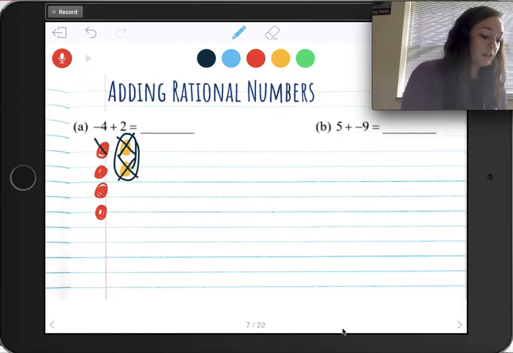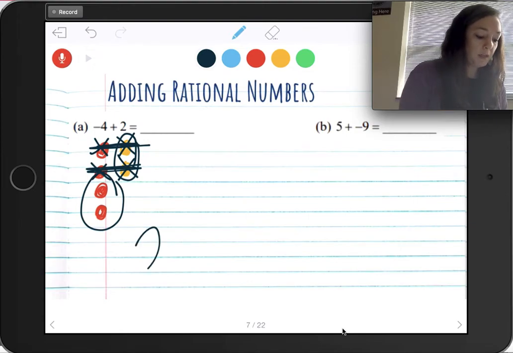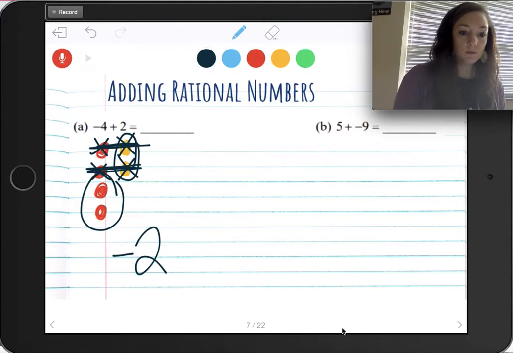So I'm going to find a 0 pair. That's a pair that makes 0, and a pair here makes 0. Well, how many do I have left? I have 2, but is it positive 2 or negative 2? It's negative 2. So that's how you can see it visually.